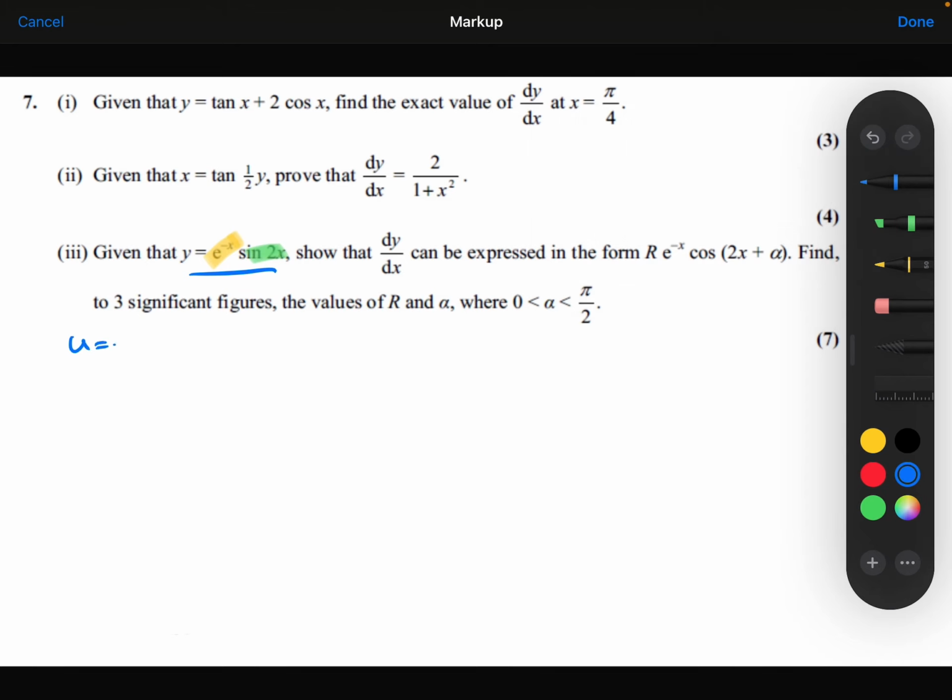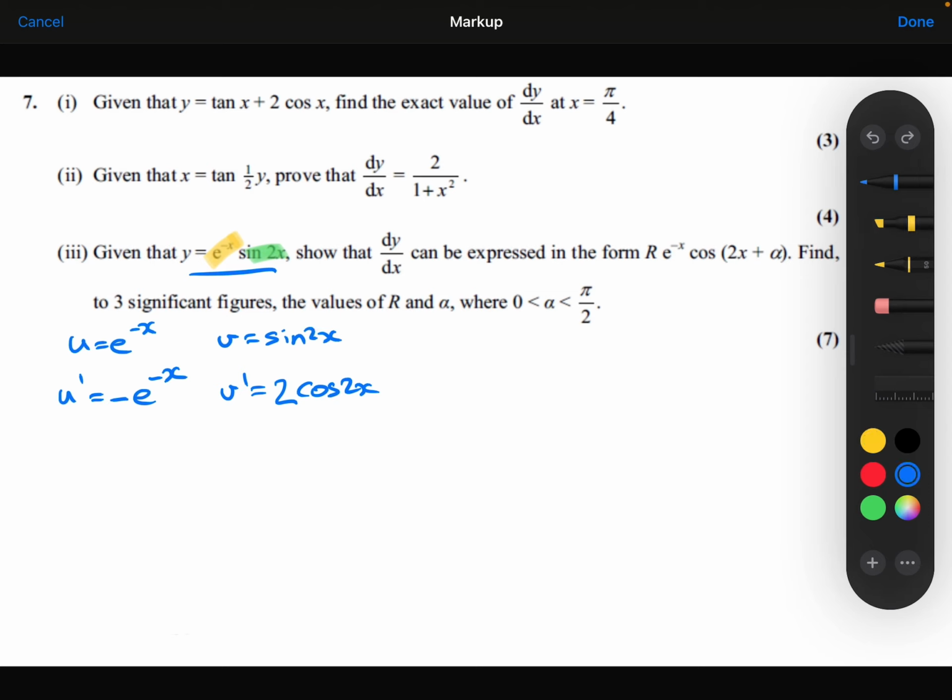So let's start off by saying u equals e to the minus x and v equals sine 2x. Differentiating then, so the exponential will differentiate to be the exponential, but I need to multiply by -1 because of the minus x on the inside there. Sine differentiates to be cos, but I need to multiply by 2 because of the 2x on the inside there.